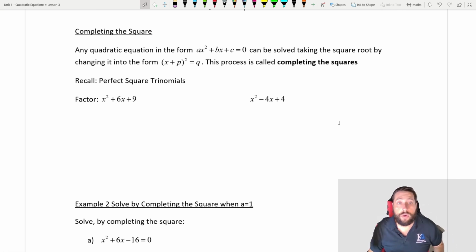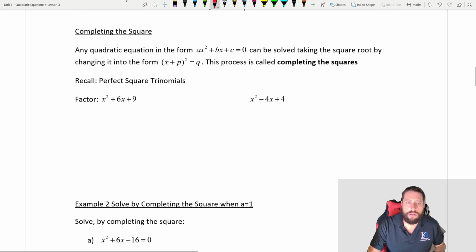So any quadratic equation in the form ax squared plus bx plus c can be solved by taking the square root, by changing it into the form of x plus p squared is equal to q. This is called completing the square. Okay, so we have perfect square trinomials. x squared plus 6x plus 9. Okay, well, if this is x plus p squared is equal to q, well, these are perfect square trinomials, right?